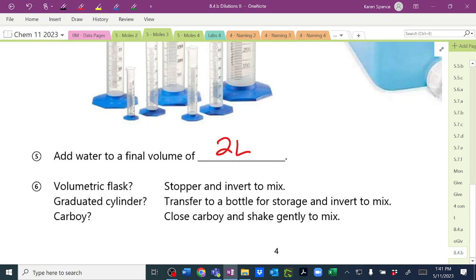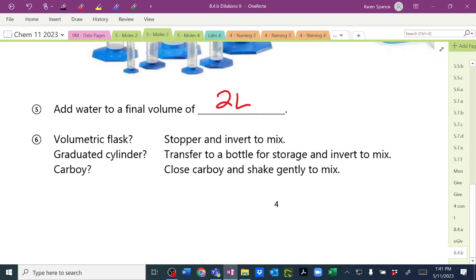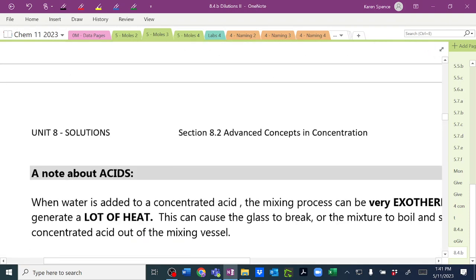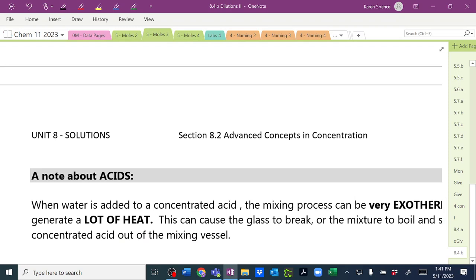If you're using a graduated cylinder, it's really hard to mix in a graduated cylinder, so you would probably just transfer it to a bottle and shake it there. And with the carboy, put it into the carboy, close it, and gently shake it to mix. We're going to learn about acids next day because we don't have time today.